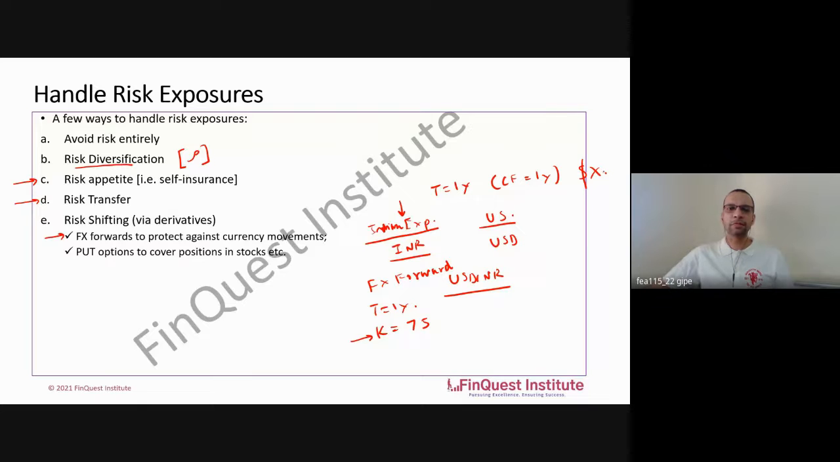Whatever X dollars are coming in will be converted at this rate and I get the equivalent INR. So through this I'm trying to eliminate the uncertainty which is observed in the currency market. I'm freezing a rate today, something which I am comfortable with, and that way I'm trying to mitigate my risk. So this can be one of the ways to avoid risk through forward contracts against currency movements. So is the idea okay?